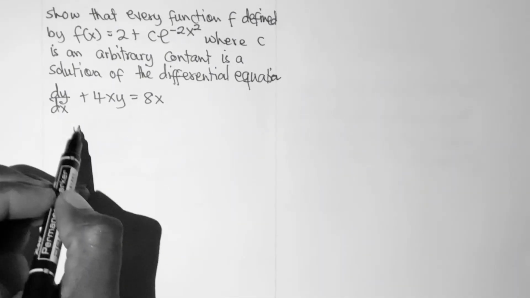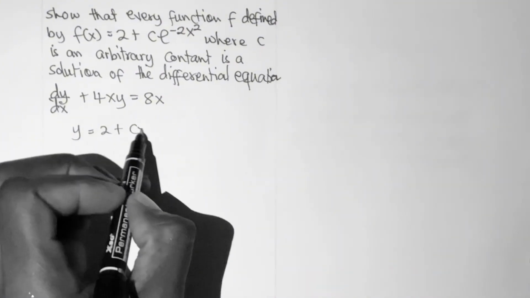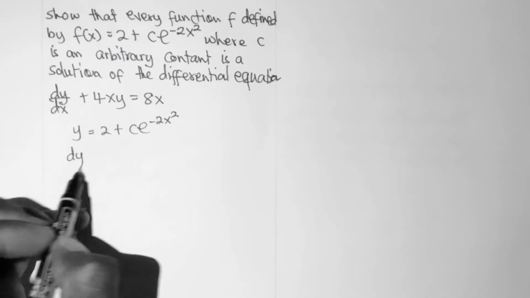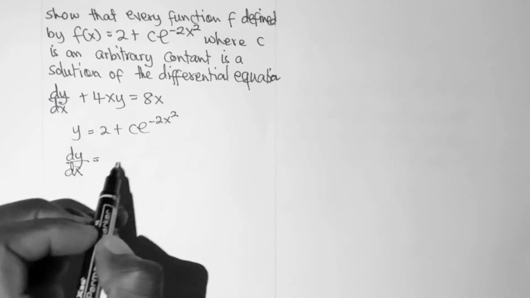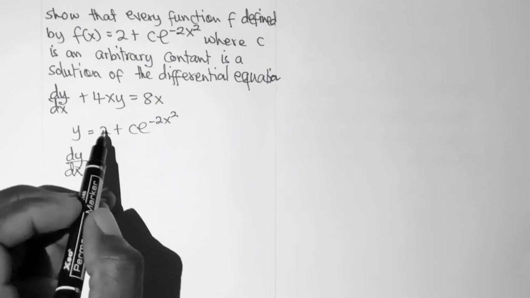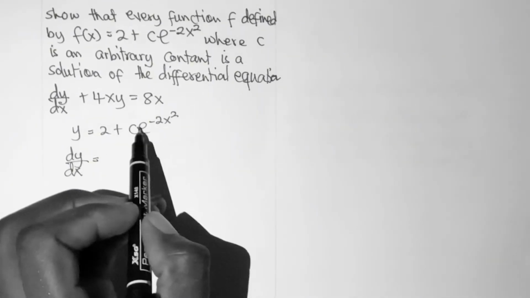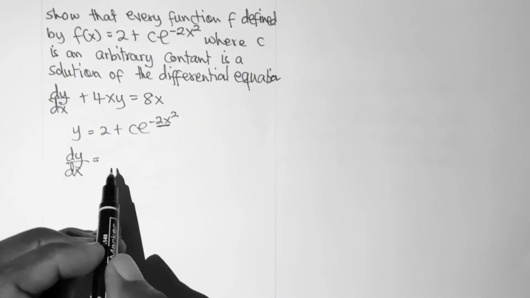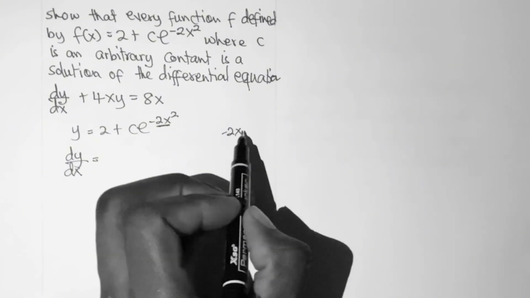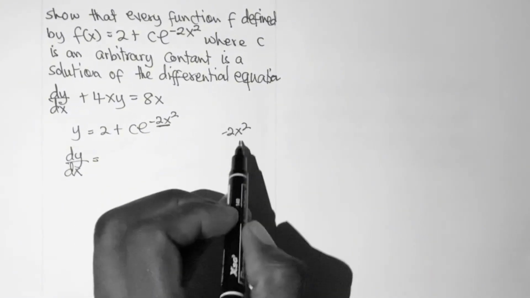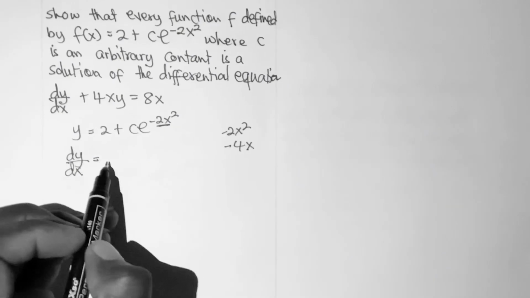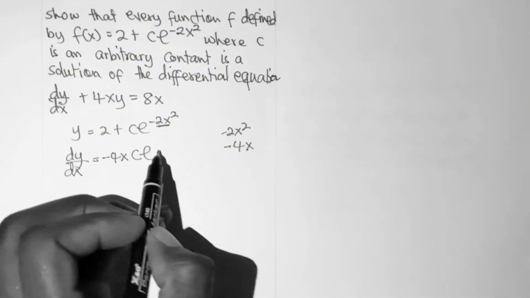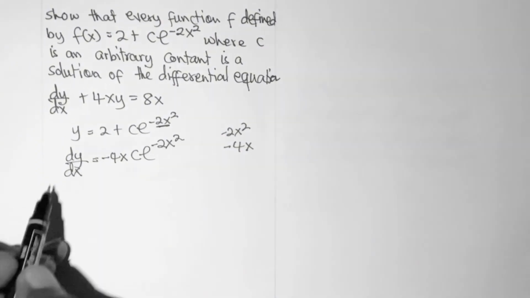So let's let y equal to 2 plus c e^(-2x²). So dy/dx in this case is equal to, now if you differentiate 2, it is a constant, so it's 0. Now in differentiating this, the first thing is we need to differentiate what is inside the exponent, and that is minus 2x². If you differentiate minus 2x², you get minus 4x. So here is minus 4x, c, then exponent, whatever is there, minus 2x².